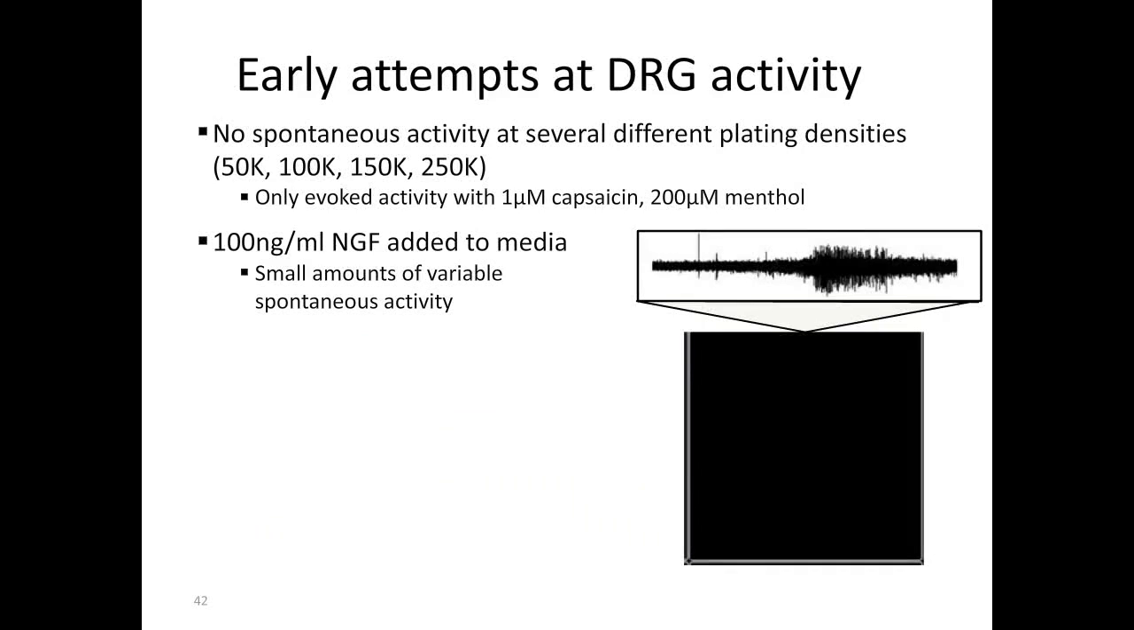Our early attempts at looking at DRG activity were not too successful. The animations you see here are just with evoked activity. We were able to evoke activity with some TRP channel agonists such as capsaicin and menthol, and you can see the activity that was evoked. But we really were not able to see any spontaneous activity at several different plating densities. And once we elicited activity, that activity was no longer present after an initial 30 seconds to a minute.